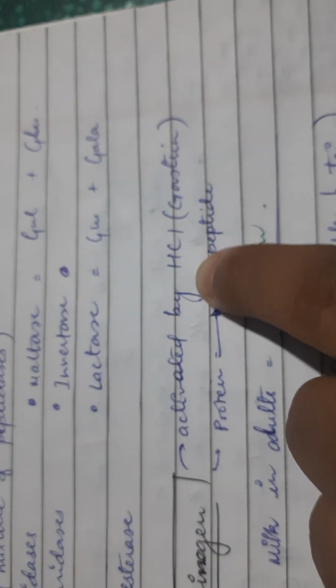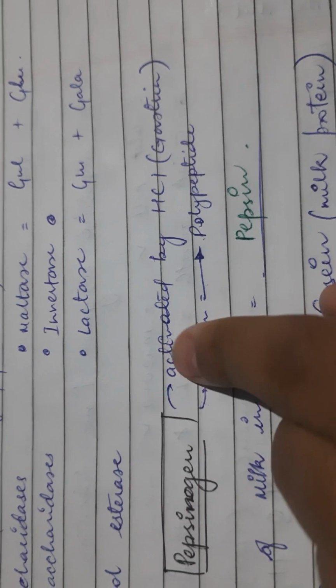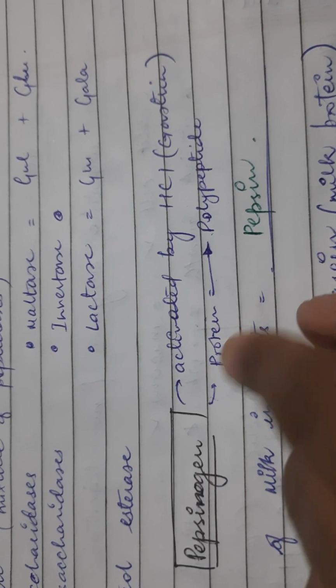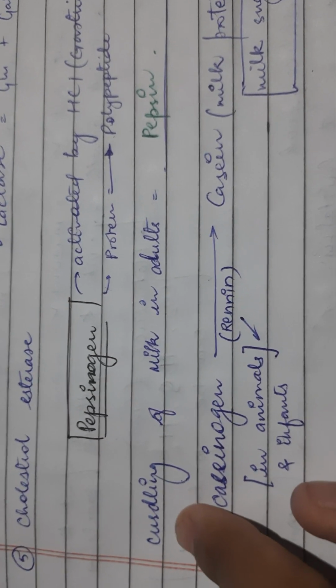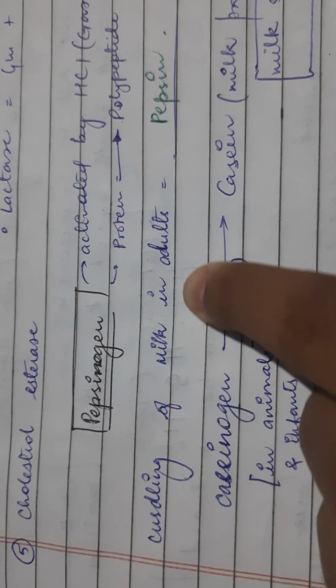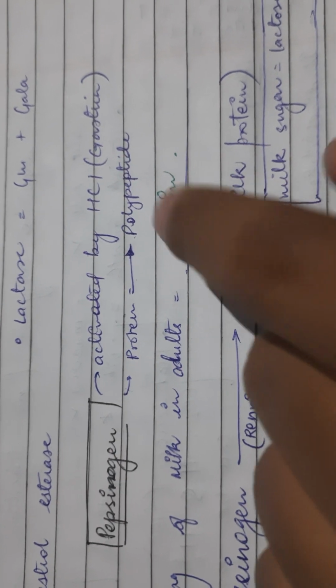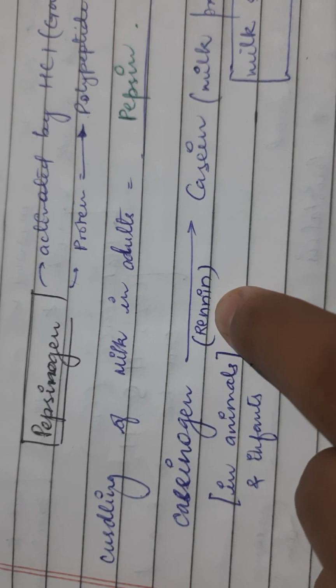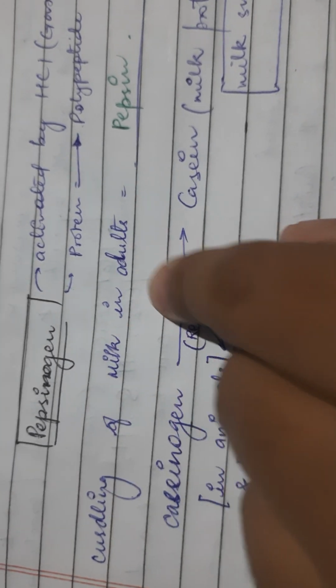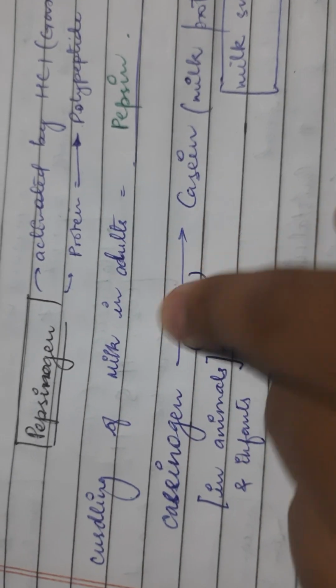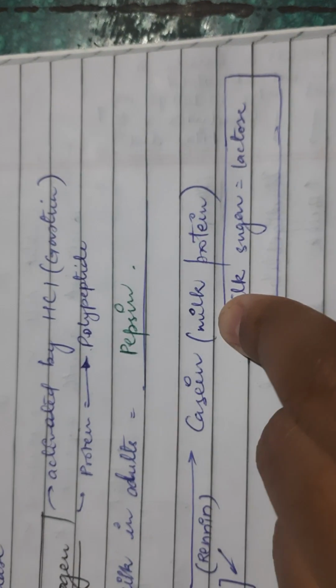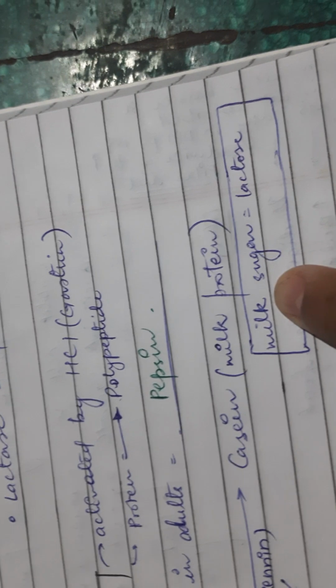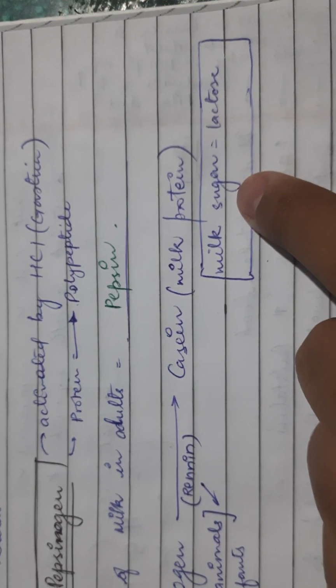Pepsinogen is activated by HCl; gastrin is a polypeptide. Pepsin digests protein. Curdling of milk in adults is done by pepsin, and in infants and animals caseinogen gets converted to casein in the presence of renin. Milk protein is casein; milk sugar is lactose.